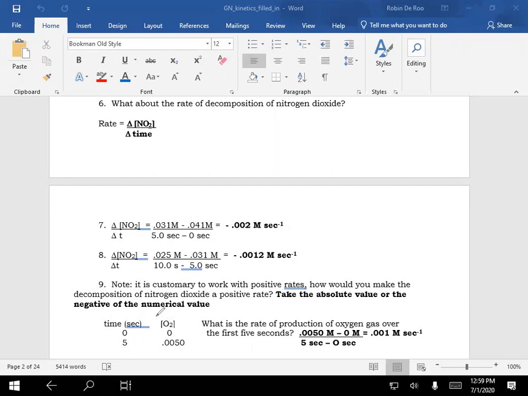Let's look at how data could be set up. You could have a table like this. So the table would give you the time and the corresponding molarity. So the question is asking, what is the rate of production of oxygen gas over the first 5 seconds? So at 0 seconds, it's 0 molarity. At 5 seconds, it's 0.0050 molarity. So this is the rate of our oxygen gas production over the first 5 seconds.